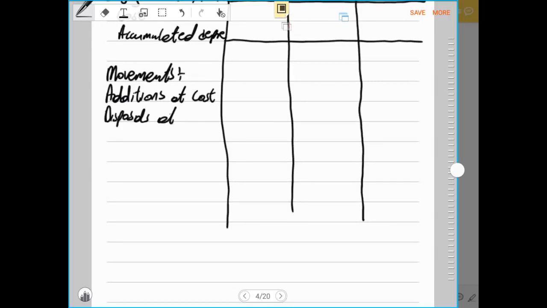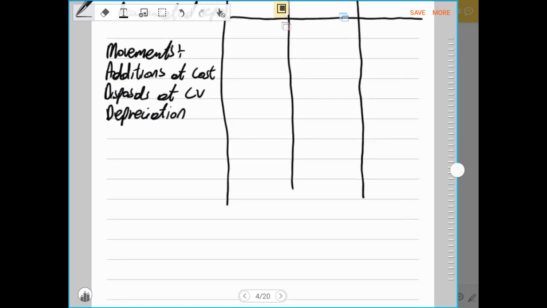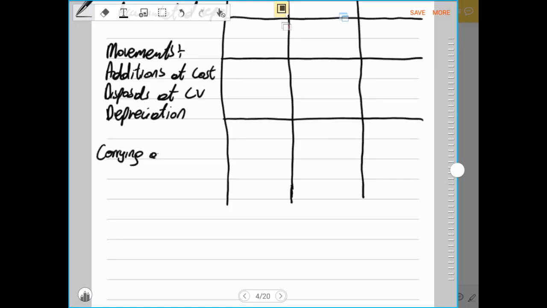Disposals at carrying value, very important. Then after we have depreciation. At perhaps another level, we have to take into account revaluation surplus. Then we draw a line here so that our movements are recorded separately. At the end of the year, we have carrying amount.